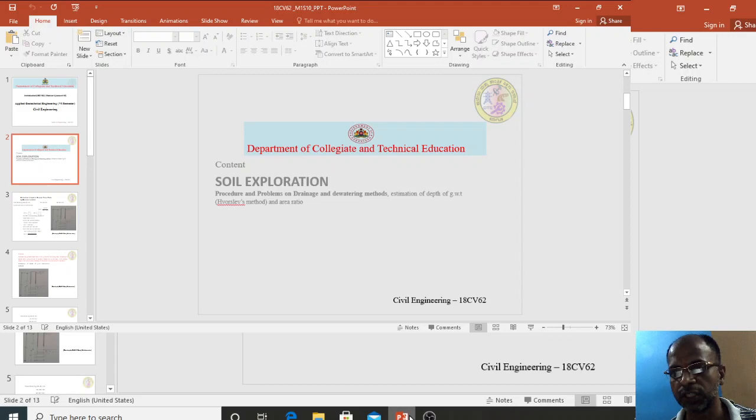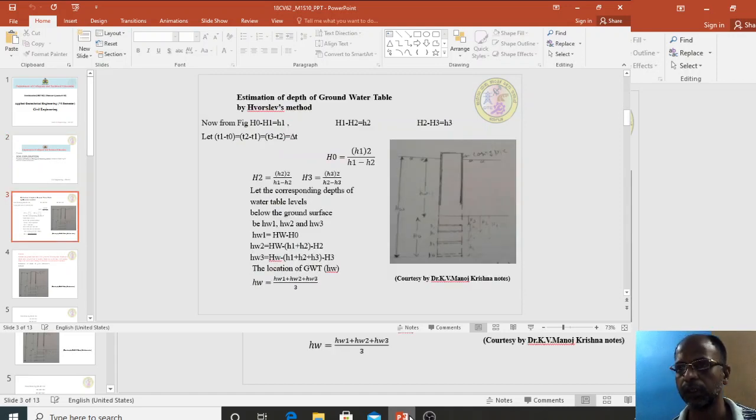Today's discussions are the procedure and problems on dewatering and drainage methods, estimation of groundwater table by Hvorslev's method, and problems related to area ratio. The estimation of groundwater by Hvorslev's method.